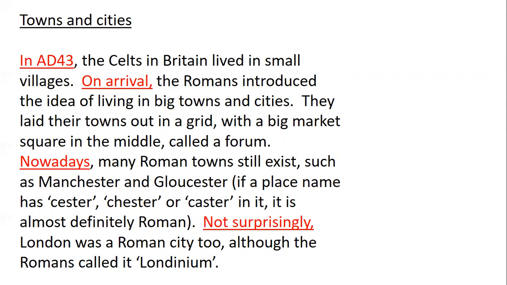Then what the Romans did, so on arrival, the Romans introduced the idea of living in big towns and cities. They laid their towns out in a grid with a big market square in the middle called a forum. Then I move on to what's happening nowadays, what the Romans have left behind. Nowadays, many Roman towns still exist, such as Manchester and Gloucester. If a place name has Cester, Chester, or Castor in it, it is almost definitely Roman. Not surprisingly, London was a Roman city too, although the Romans called it Londinium.